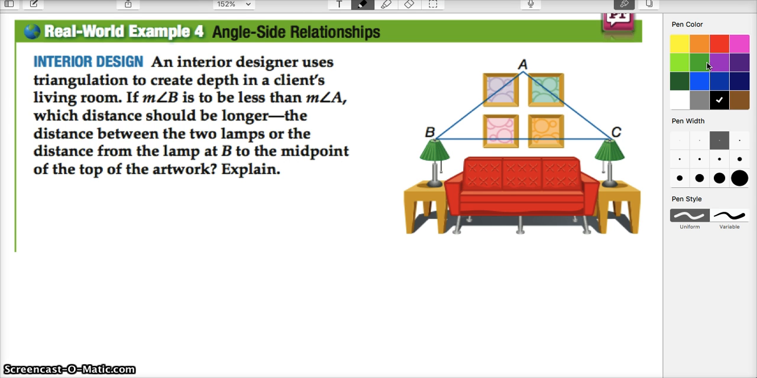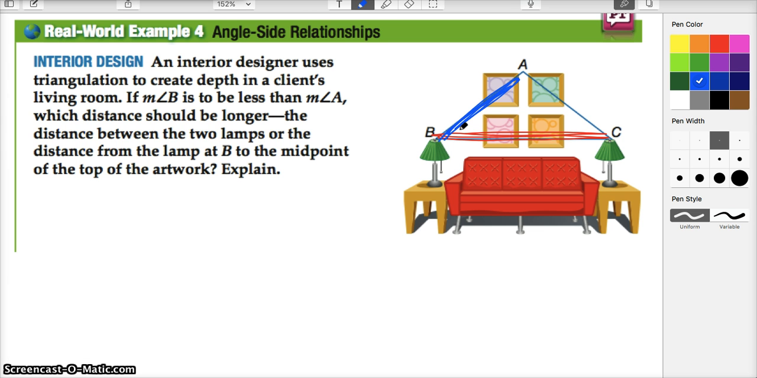We'll just discuss. All right, so let's go back. We know that the measure of angle B is to be smaller than the measure of angle A. And so the question is, which distance should be longer? The distance between the two lamps, that's from here to here. So should BC be longer, the distance between the two lamps, or the distance from lamp B to the midpoint, or BA? So which one should be longer?